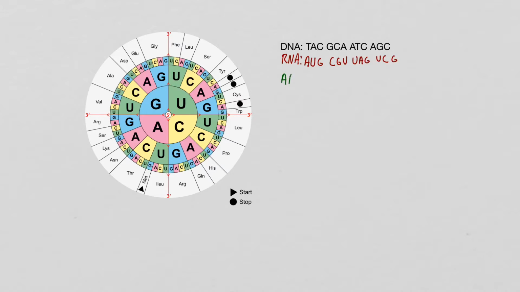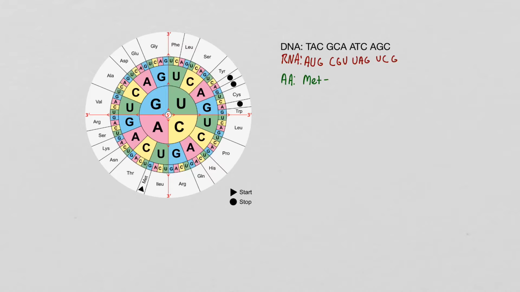Again, reading three letters at a time, each codon three letters at a time, inside to outside. So I'm going to start off with my first codon, AUG. Start in the inside of the circle, A here, U here, G here, MET, methionine. So I'm going to go ahead and write that. That's my first amino acid in the chain.